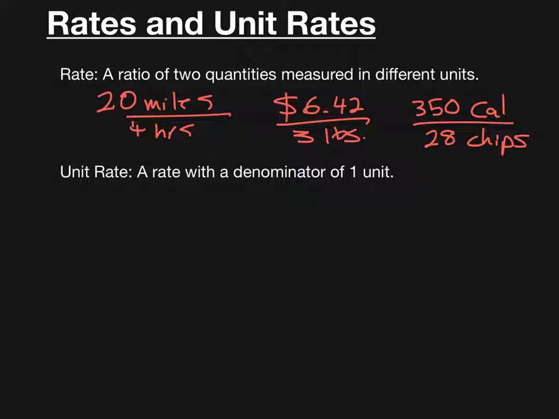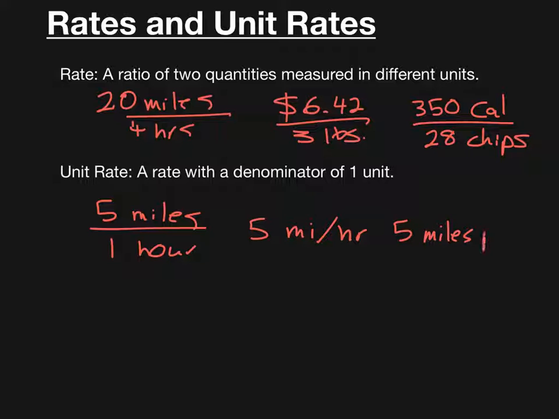A unit rate is a rate when the denominator is 1. So it could be one of any unit. So it could be 5 miles over 1 hour, right? Two different units, but our denominator is 1. And we can write this different ways. We could write it as 5 miles over 1 hour. We could write it as 5 miles per hour, or we could actually write that out in words. 5 miles per hour. Okay?